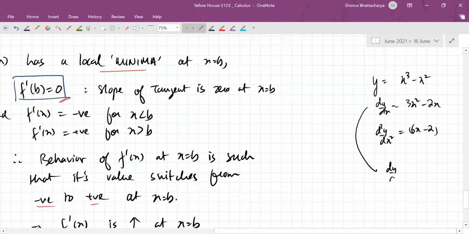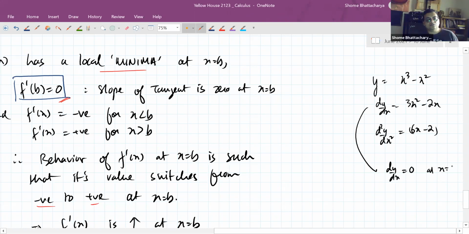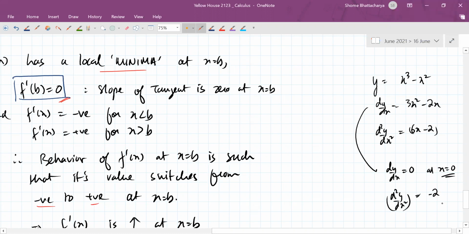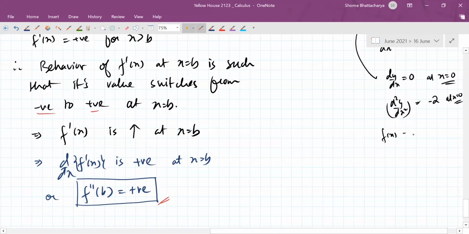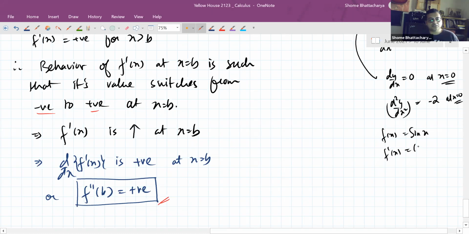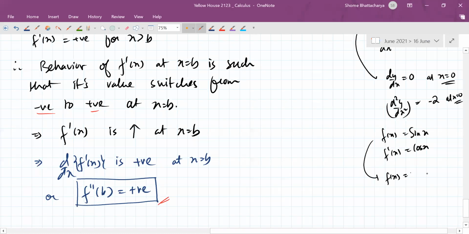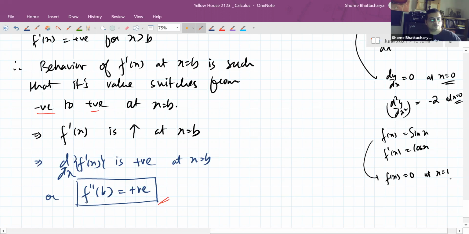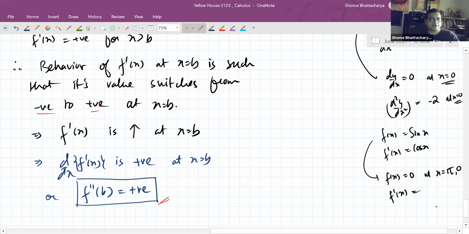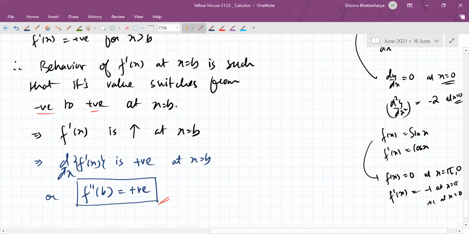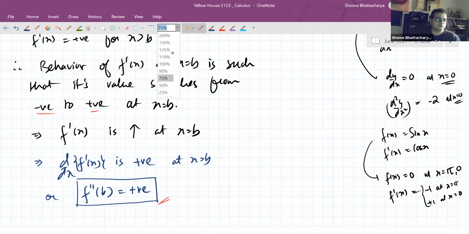Now you can see that dy by dx is equal to 0 at the point x equal to 0. But what about the second derivative at this point? Is it 0? No, it is minus 2. You're following the point? Yes, I got it. Or another example is you take a function sin x. Its derivative is cos x. Now you can see that f x is 0 at x equal to 0, pi, or even 2 pi for that matter. But what about f prime x? F prime x is not 0 at pi. F prime x is minus 1 at x equal to pi. It is plus 1 at x equal to 0.